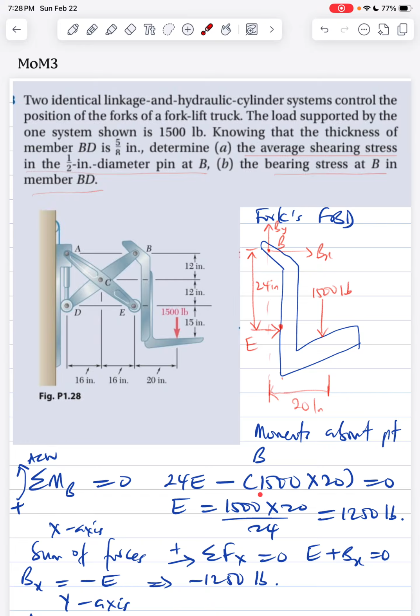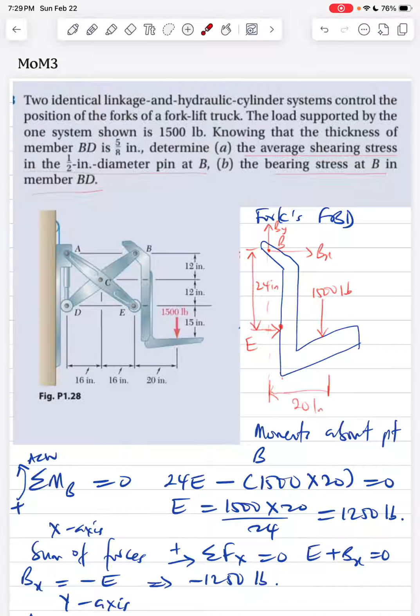So that's 1,500 multiplied by 20, because this is the vertical force with respect to the line of action of this point B here. Now the sum of moments at any point you're taking moment about is 0. That's equilibrium. So if you take this one to the other side, this negative becomes equal to this divided by 24, which gives us 1,250 pounds.